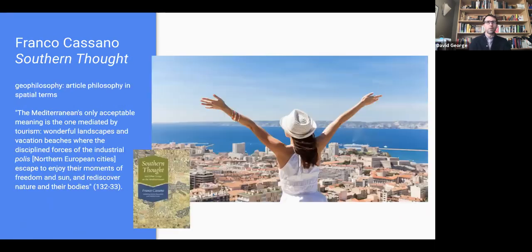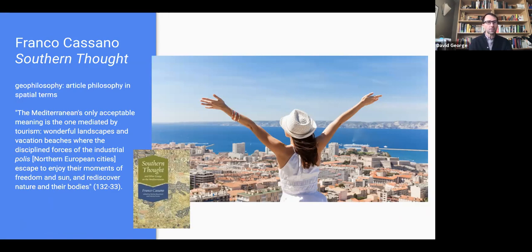So for me, when I think about the Mediterranean, it's very important to think about the definition and the way in which it functions in spatial terms. So we're talking about the Mediterranean as a philosophy that's going to help us understand something about Europe. There's a field of study pioneered largely, but existing beyond his work, by an Italian philosopher who is actually a geo-philosopher, Franco Cassano, and his book, Southern Thought.